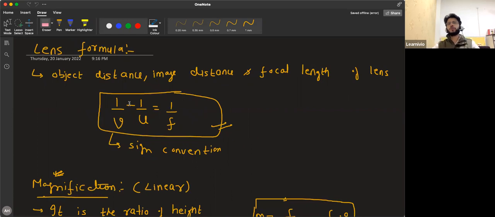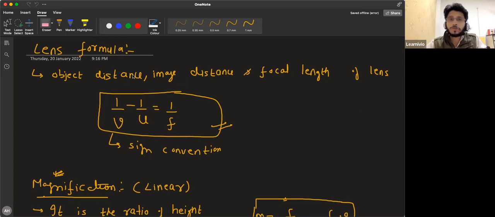It's just the relation between the object distance of the lens, the image distance of the lens, and the focal length: 1 by v minus 1 by u is 1 by f. And again, this is a general formula, which means it's valid for all types of lenses. How many types of lenses did we study in the lens maker formula, Nazia? We studied 6 types of lenses. 6 types of lenses, very good. So this lens formula is valid for all 6 types of lenses.